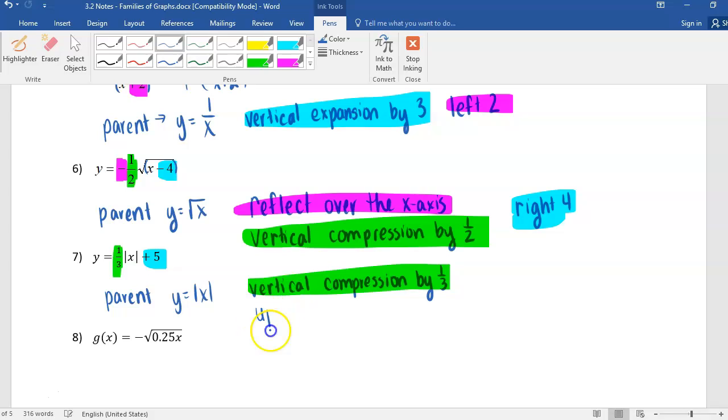Very good. It's on the outside. Absolute value bars, they act like the parentheses here too. So that +5 is on the outside of the parentheses, and it's going to move up 5.